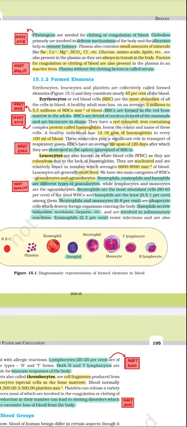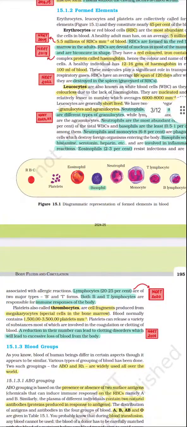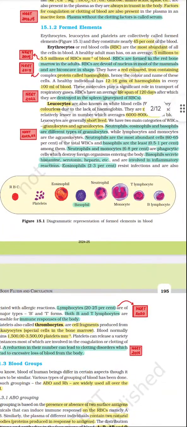Basophils secrete histamine, serotonin, and heparin, involved in inflammatory reactions. Eosinophils are about 2 to 3 percent, resist infections, and are associated with allergic reactions. The order is RBC, platelets, eosinophils, basophils, neutrophils, monocytes, T lymphocytes and B lymphocytes.